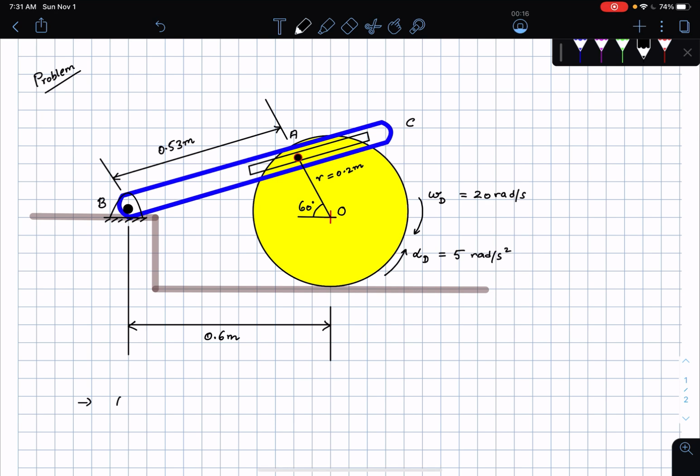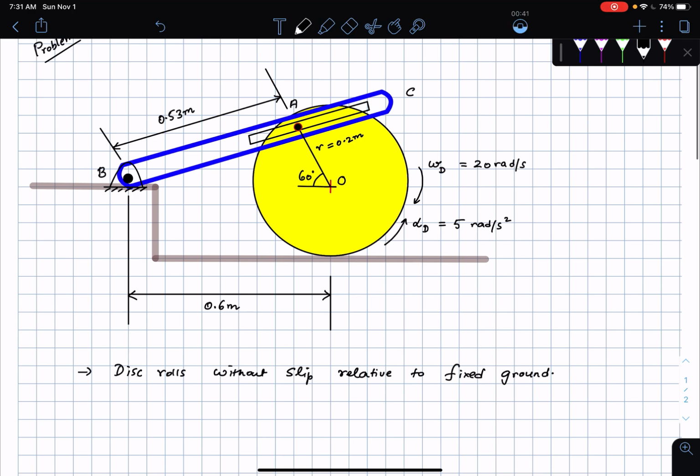The disk rolls without slip relative to the fixed ground. And we are also shown that there is a peg at the point A on this particular disk. This is embedded in the disk. So there's a peg or a pin if you want to think of it.